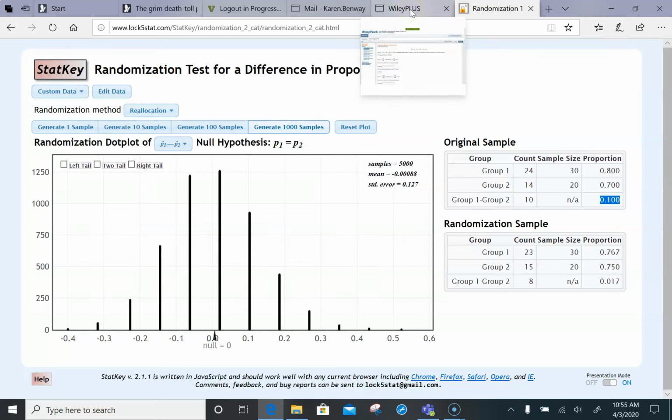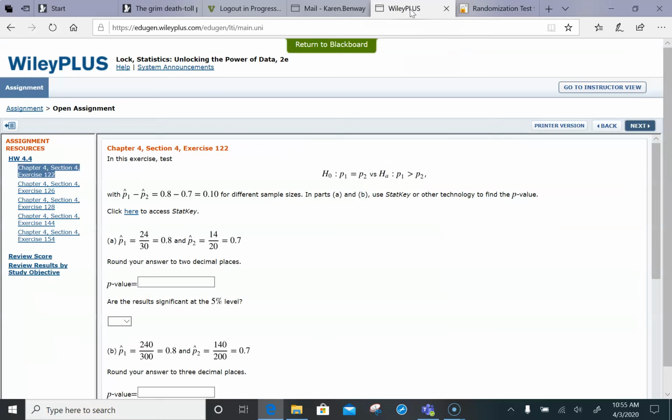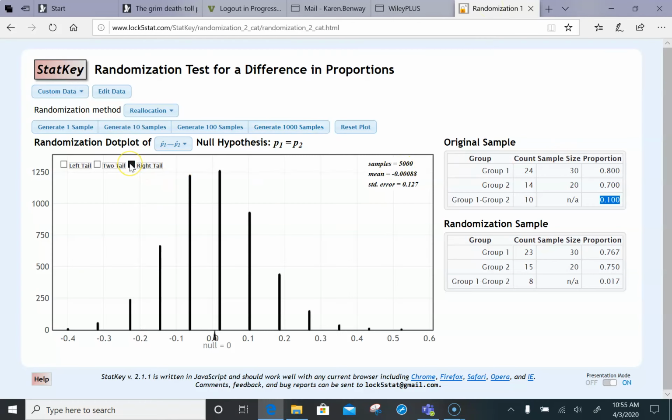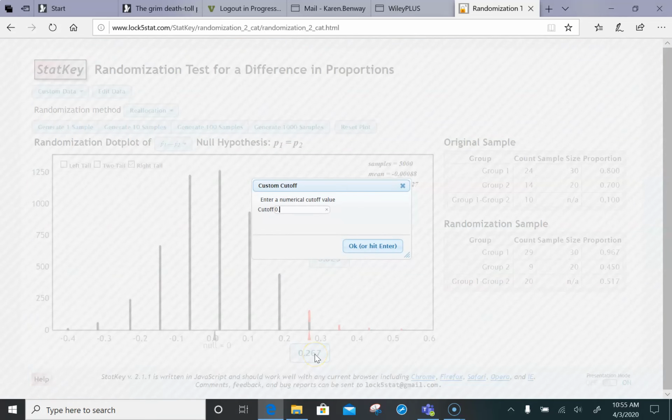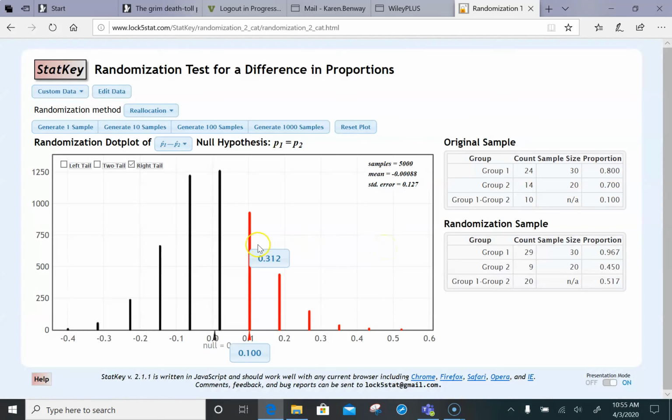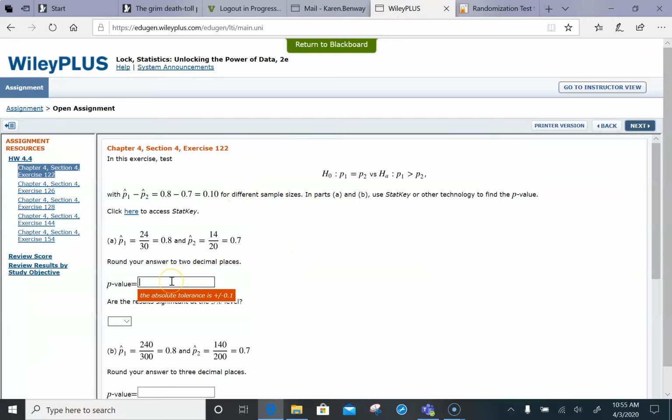And then I need to decide which tail I want, so I better go back and look. This is a right-tailed test. I can tell that from this alternative hypothesis, which has a greater than sign in it. So I'm using the right tail, and I am starting it at my sample statistic from my original sample. The difference in proportions was 0.1. And it's giving me the p-value here is approximately 0.312. And I can come in and put that in here.